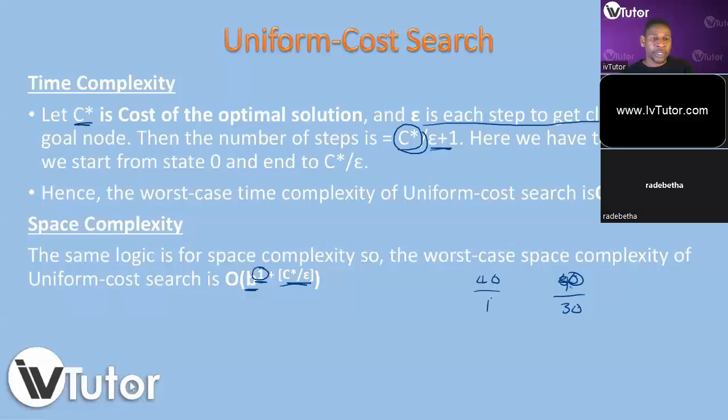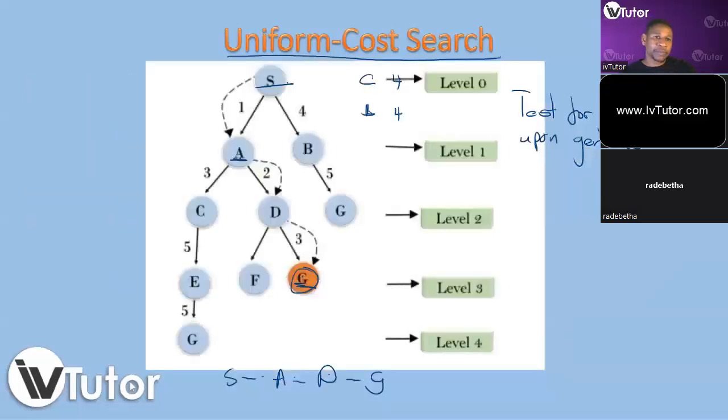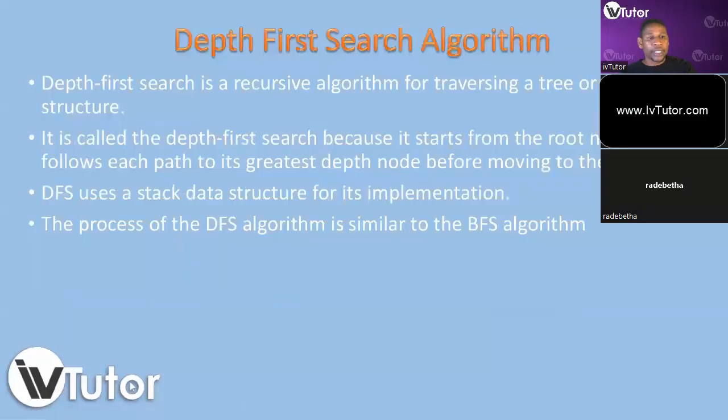So that is there. Now you calculate the time and space complexity for uniform cost search. All right. Then the depth first search algorithm.